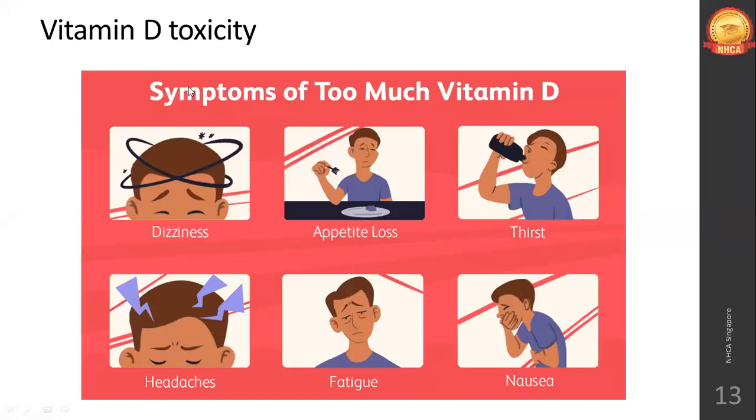Then too much of vitamin D causes dizziness, appetite loss, thirst, headaches, fatigue, nausea. Very rare, okay? Vitamin D toxicity. If you have overdosed yourself on some vitamin D supplements, that's the only way you will get into vitamin D toxicity. Otherwise, even with diet, you will not go into a state of vitamin D toxicity.